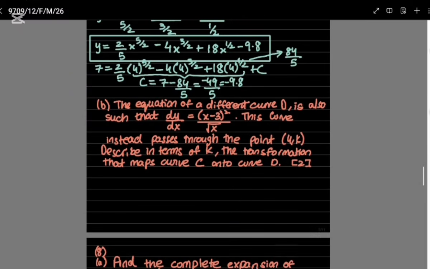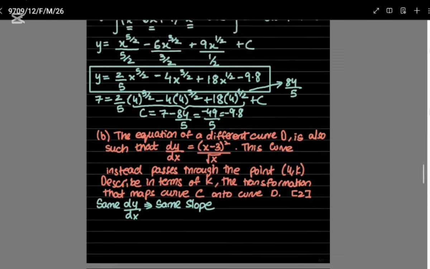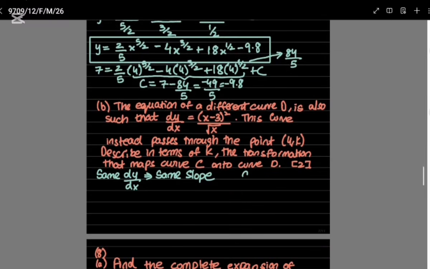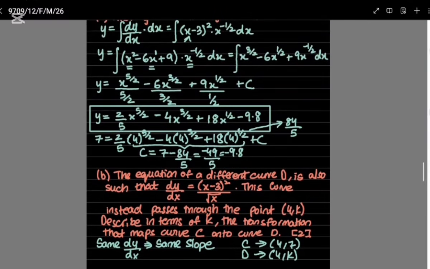Okay, so both of the curves have the same dy by dx. What does this mean? They have the same slope, right? But the thing is, curve C passes through (4, 7), while D passes through (4, k). So even though dy by dx, the slope, is the same, the equation of the curve isn't the same, because till here, it might be the same.